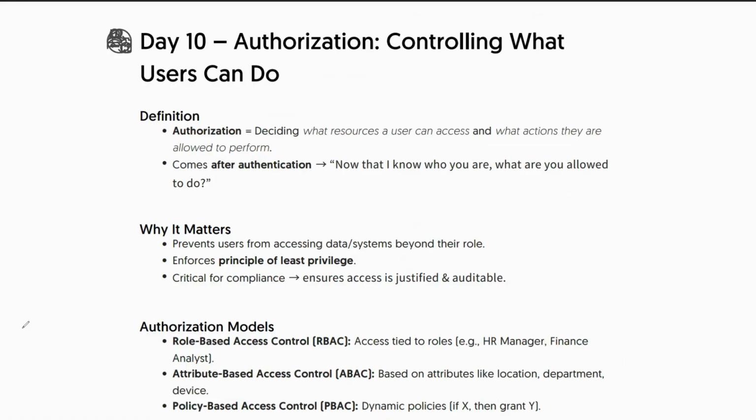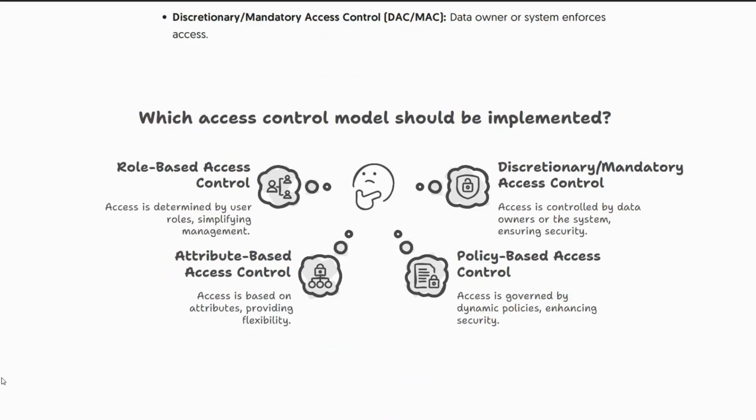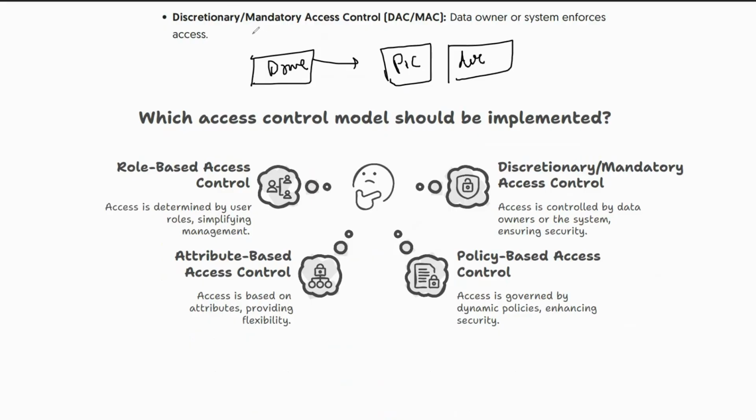Okay. And DAC is mostly a system which we use daily. You have a Google Drive, and you decide whom to give what level of access. You're sharing pictures, you're sharing documents. This is called discretionary access control. The data owner decides and the system enforces the access.